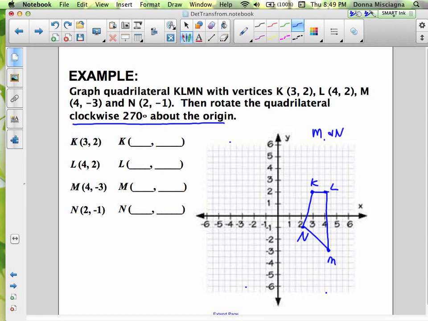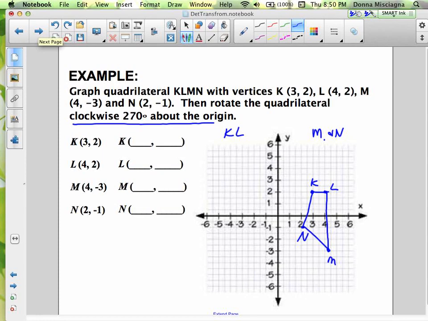And when K and L go 270 degrees clockwise, those dots are going to go 1 quadrant, 2 quadrant, 3 quadrant. So K and L are going to be in this quadrant. Oops, whoops, I put the eraser in the wrong spot. K and L are going to be in this quadrant. Okay, so for a 270 degree rotation, our signs are going to switch.